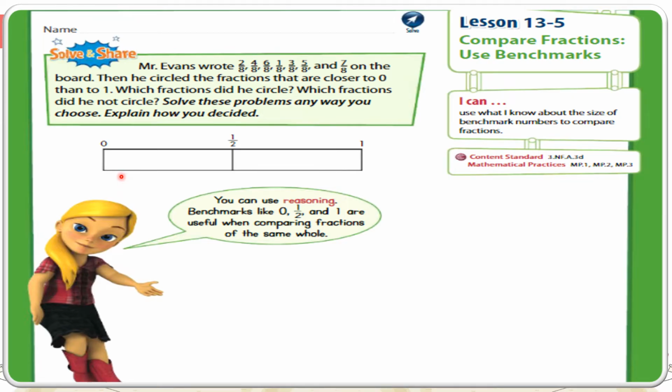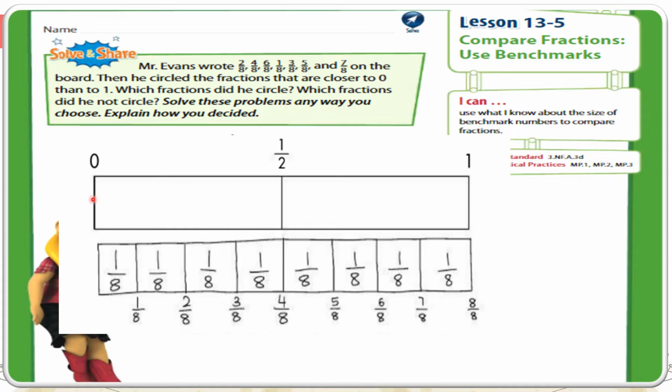So quickly tell me, what will be the fraction for the first part? 1/8. For the second part, very nice, 2/8. For the third part, 3/8, and so on. So it will be something like this. I divided it into 1, 2, 3, 4, 5, 6, 7, and 8 equal parts, and I have written fractions for all the parts.